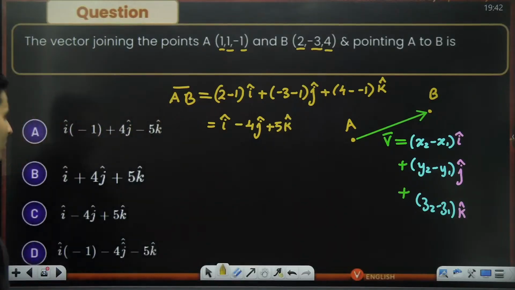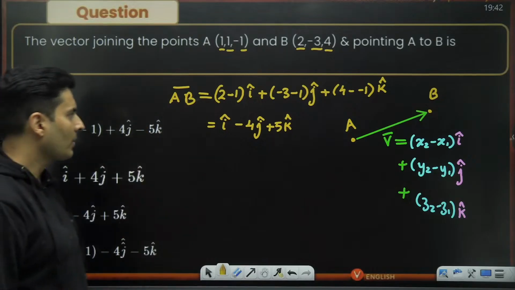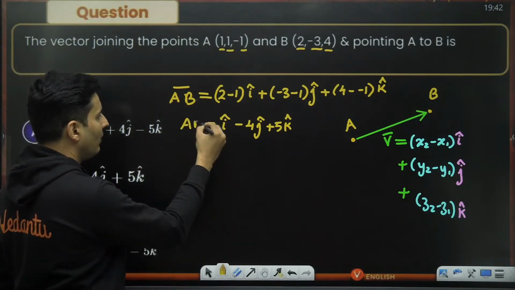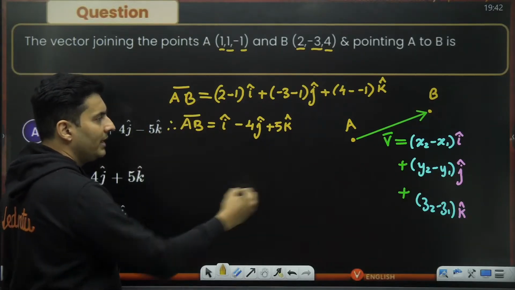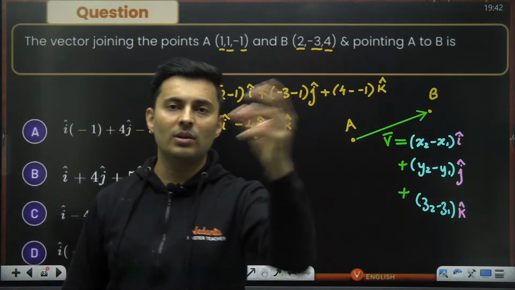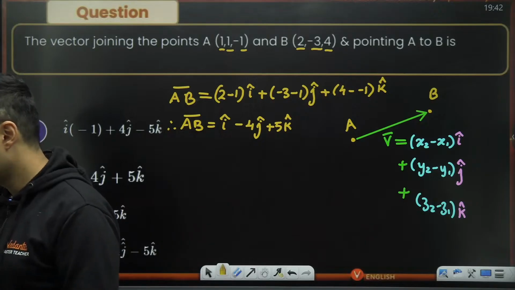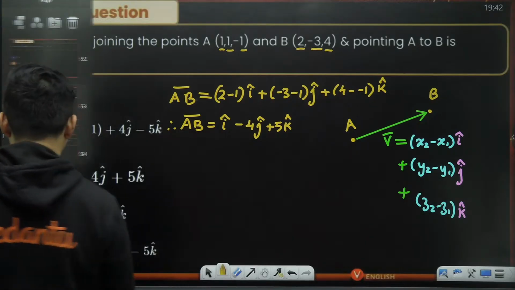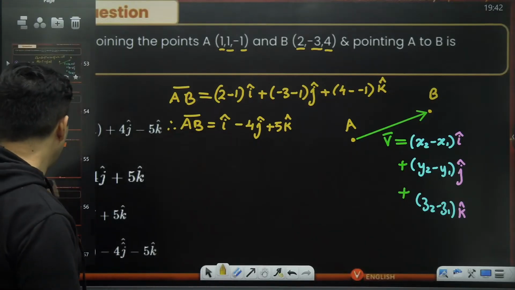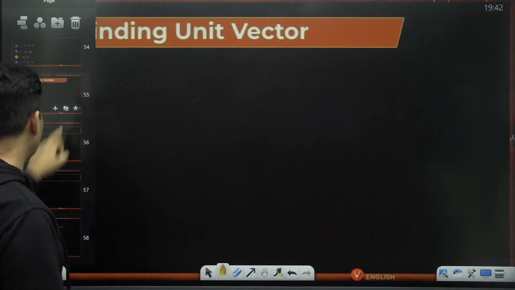So i minus 4j plus 5k, which is option C. Absolutely clear, everyone? This is how you find a vector pointing from a point to another point. Just take the difference of the coordinates, final vector minus our initial vector. Very good, excellent. Now, the last part of this session, which is finding a unit vector.